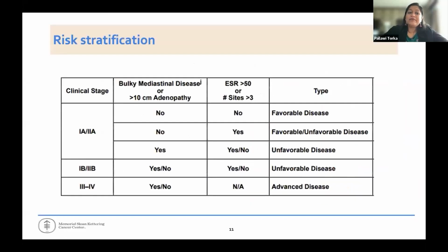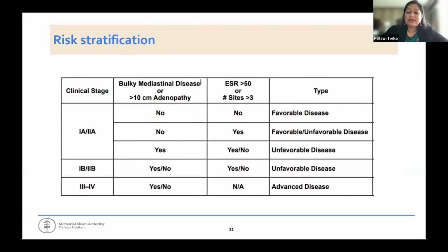Now coming to something which is more specific to Hodgkin lymphoma is risk stratification. In Hodgkin, we always have to balance the treatment in terms of efficacy, but also in terms of toxicity because of the very high cure potential. So it's always important to tailor treatment based on what kind of risk the disease carries. So there are many different risk stratifications. This is the latest iteration from NCCN, just trying to simplify it a little bit.